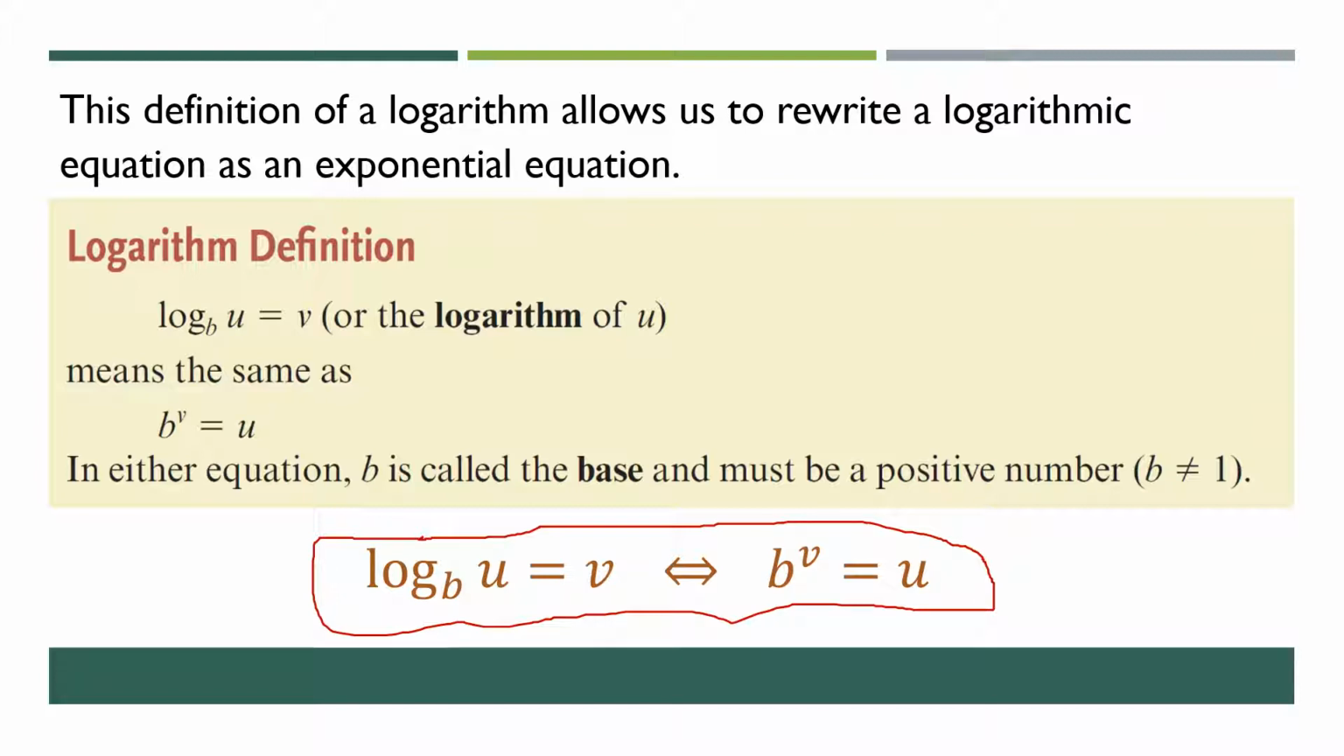This is the shorthand version of that definition. It says log base b of u equals v means the same as b to the v equals u. This double-sided arrow right here indicates that those two equations mean the same thing. I'm going to show you how we can use this definition in the next problem.